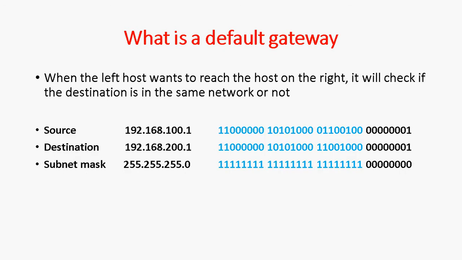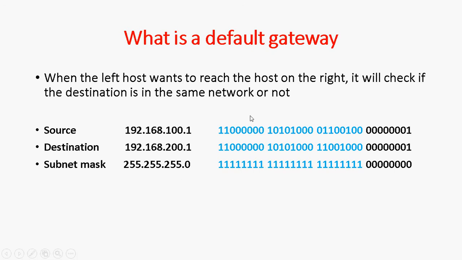Okay, so now the PC1 source IP is 192.168.100.1 and the destination IP is 192.168.200.1. The subnet mask is 255.255.255.0. So just convert into the binary format, where the subnet mask is 255.255.255.0. The first three octets should be the same, then only it's in the same network. If it's different, it will be a different network.